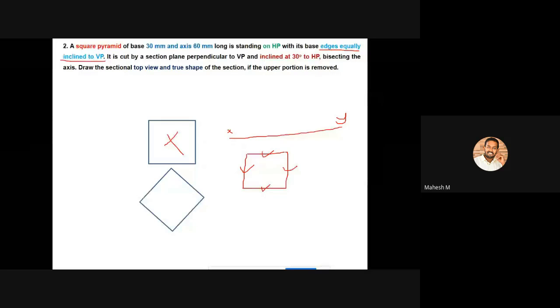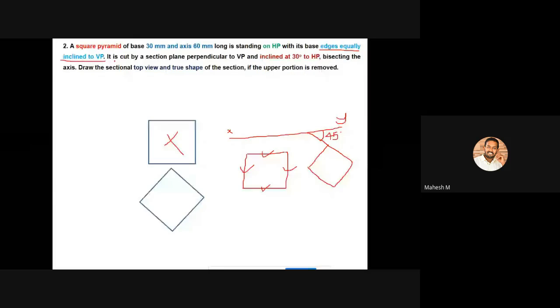So what is our condition? It should have an equal angle. That means you have to create your square with an angle of 45 degrees. If any one edge is at 45 degrees, then the opposite edge is also at 45 degrees. That is our condition. You have to create this square with an angle of 45 degrees, and it is cut by a section plane.